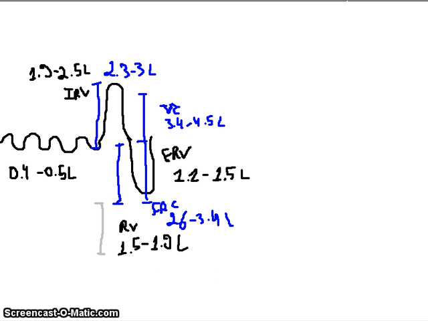Another capacity that I'd like to mention is the total lung capacity. This includes everything, even the residual volume. This is the total lung capacity, or TLC, and it's between 4.9 and 6.4 liters. Alright, these are the lung volumes and lung capacities.